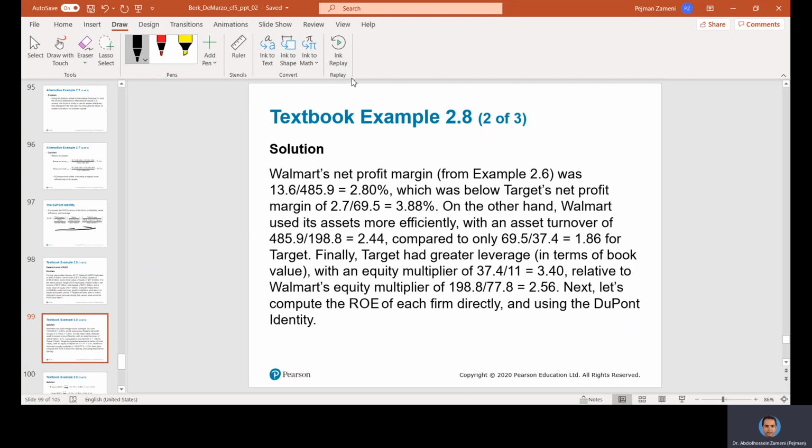Okay, Walmart's net profit margin from example 2.6 was 2.8%, which was below Target's net profit margin of 3.88%. On the other hand, Walmart used its assets more efficiently with an asset turnover of 2.44 compared to only 1.86 for Target. Finally, Target had greater leverage in terms of book value, with an equity multiplier of 3.40 relative to Walmart's equity multiplier of 2.56. Next, let's compute the ROE of each firm directly by using the DuPont identity.